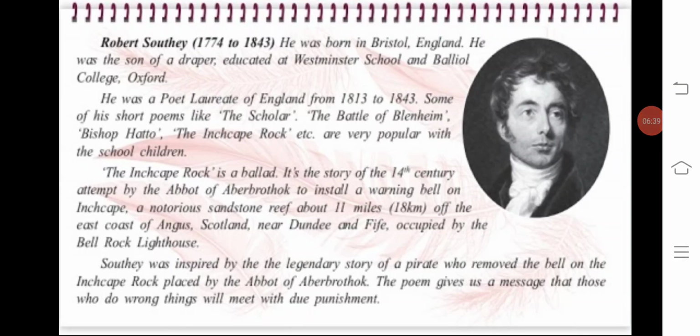The poem is written by Robert Southey. The span of his life is mentioned here. He was born in Bristol, England. He was the son of a draper, educated at Westminster School and Balliol College, Oxford. He was a poet laureate of England from 1813 to 1843.